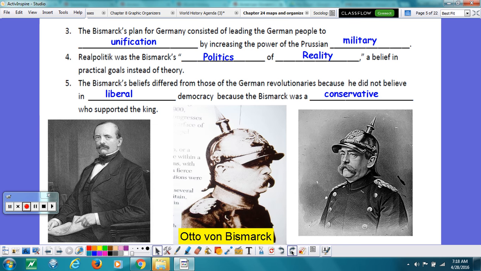Onwards. Bismarck had a plan for Germany that consisted of leading German people to unification by increasing the power of the Prussian military. Realpolitik was Bismarck's politics of reality, a belief in practical goals instead of theory. As a result, Bismarck's beliefs differed from those of some German revolutionaries because he did not believe in a liberal democracy, because Bismarck was very conservative and he supported the king. And just so you know, Bismarck was Chancellor of Germany or Prussia, and he worked alongside the Kaiser of this period of time.